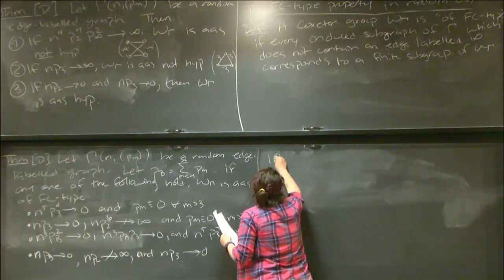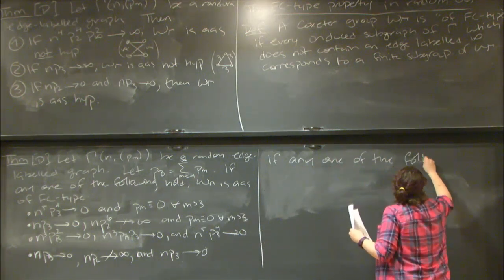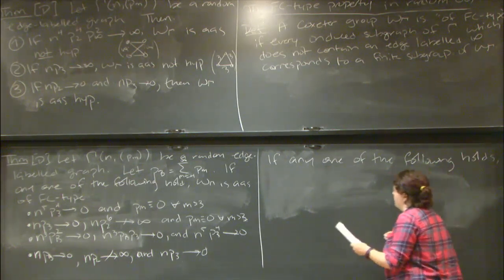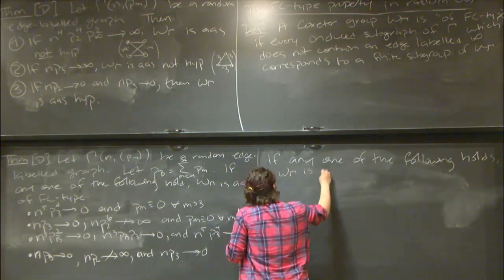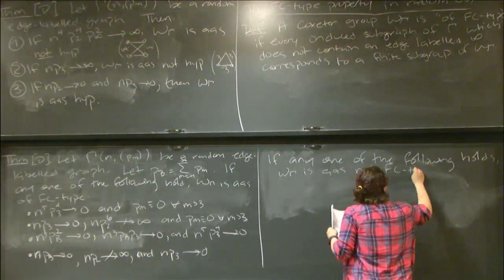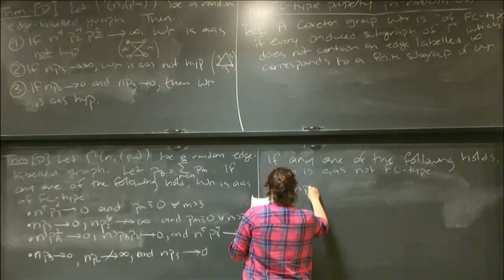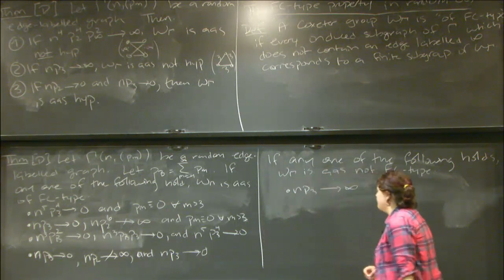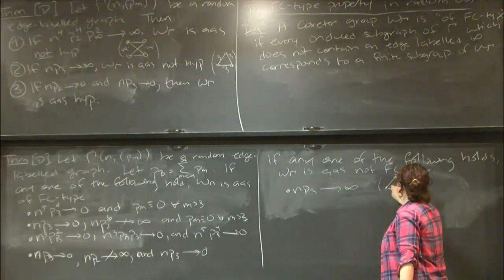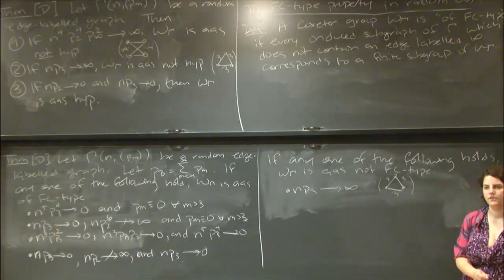So if any one of the following holds, then W gamma is asymptotically almost surely not of FC type. Okay, so this is a little bit simpler. If n p3 goes to infinity, it's not going to be of FC type. And again, this is because we're getting the same triangle that's labeled with 3s, and that's infinite but doesn't contain an edge labeled infinity, so that's no good.